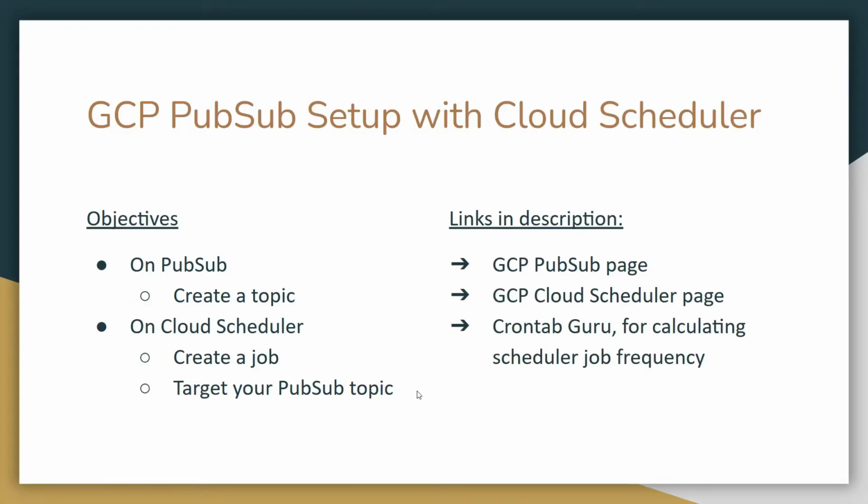GCP PubSub and GCP Cloud Scheduler are 2 mechanisms used to automate tasks inside Google Cloud Platform. In this tutorial, we're going to be first creating a PubSub topic and then creating a Google Cloud Scheduler schedule in order to influence that PubSub channel. Links for both these Google Cloud products are in the description, as well as crontab Guru, a really useful cron calculator for calculating timing in PubSub and Cloud Scheduler.